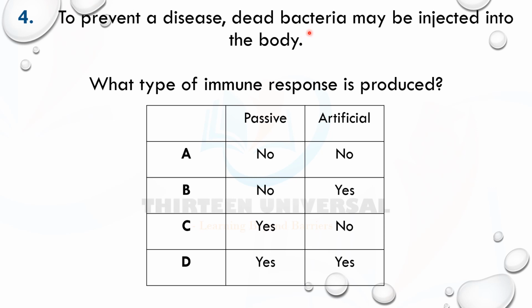Of course, antibodies will be formed. Because antibodies will be formed, it's not passive, it's going to be active. So B, not passive, but yes, artificial. D, no, it's not passive, it's active. So B is the answer. Did you get the answer? Chat me now so they can take your chocolate.